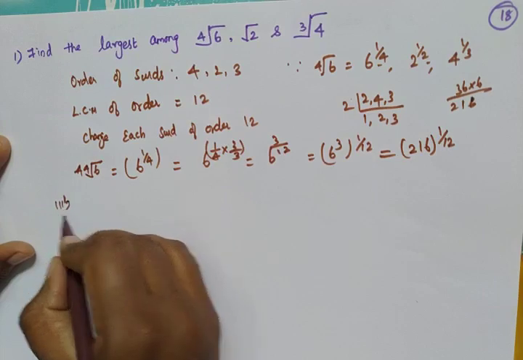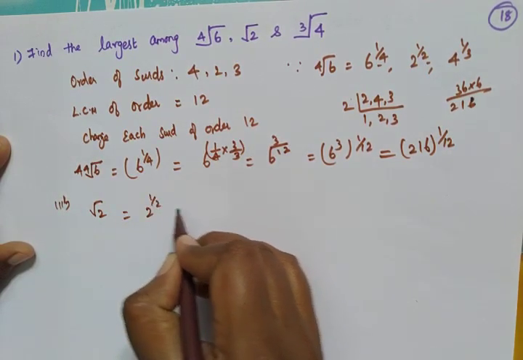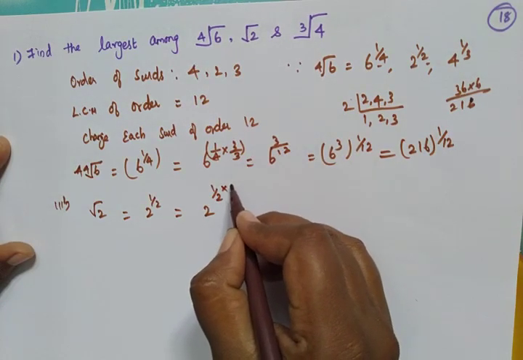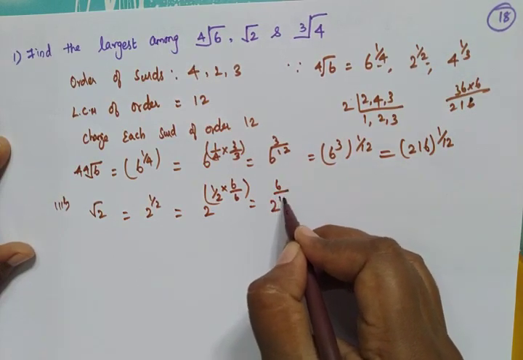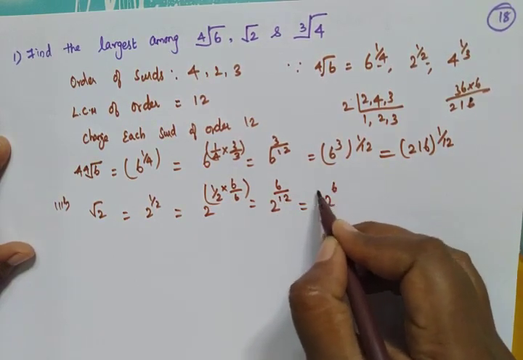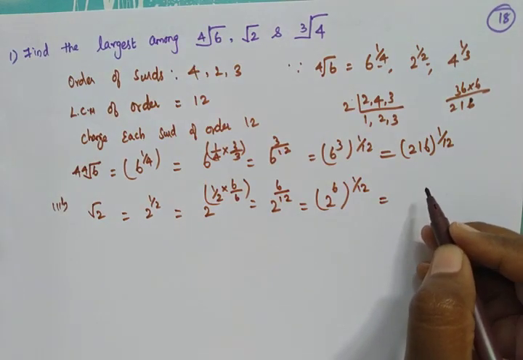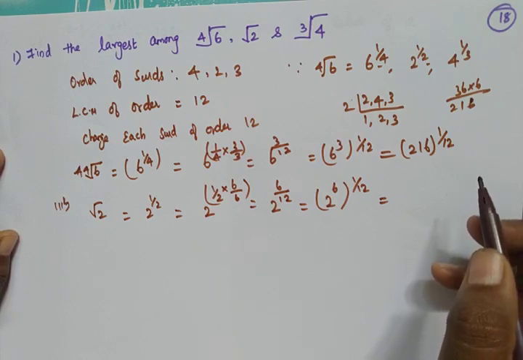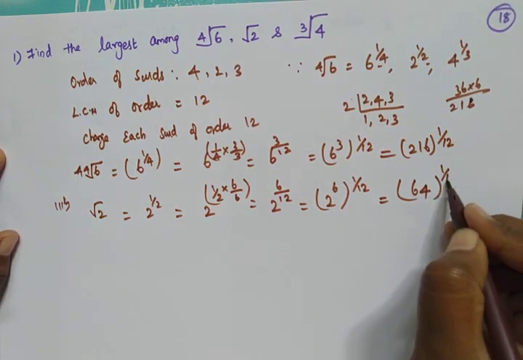Similarly, find the answer for square root of 2, which is equal to 2 power 1 by 2. Now make this common, 2 into 6 by 6, so that we will get 2 power 6 by 12, or we can write this as 2 power 6, the whole power 1 by 12. Now what is 2 power 6? 2 into 2 into 2 into 2, 2, 4, 8, 16, 32, 64. So here we will get 64 the whole power 1 by 12.